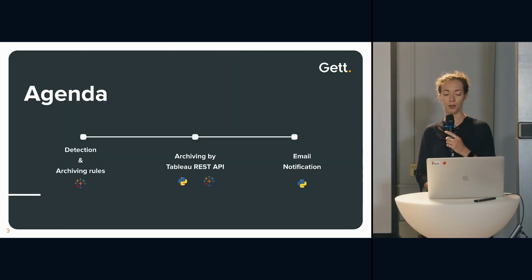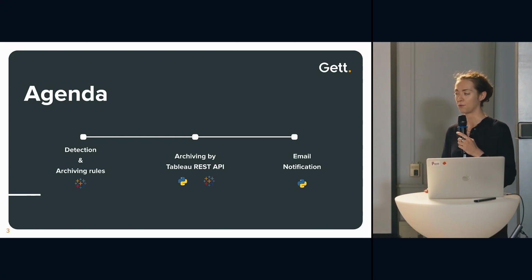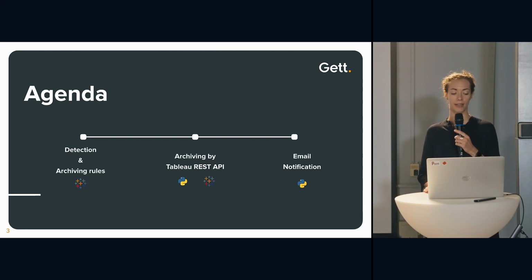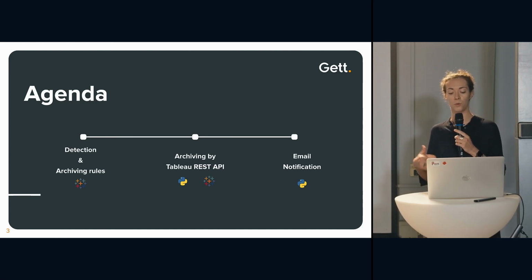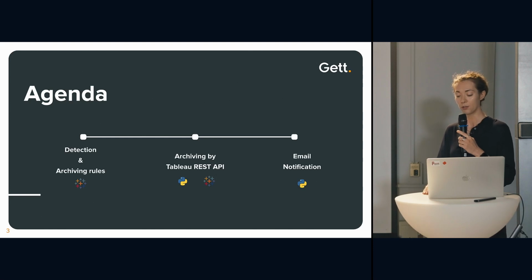Today, I will talk about three parts of our process: how we detect dashboards that should be archived. Then I will talk about automatization itself, how we used the Tableau REST API. I will not go through the code row by row. I will share with you all the methods of this API and how we use it. And in conclusion, I will share with you how we notify our content owners.